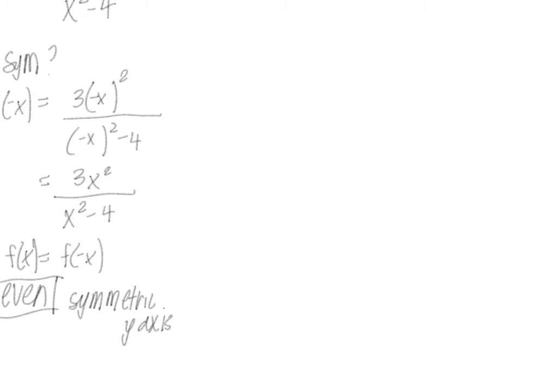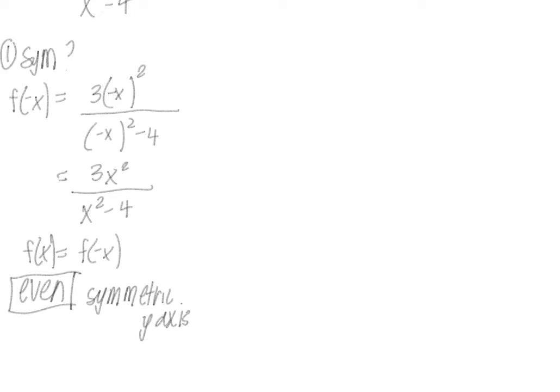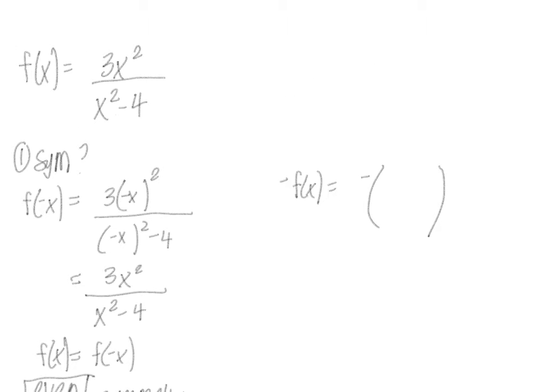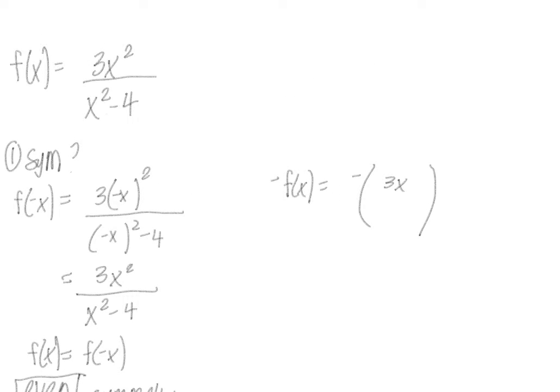Okay, I'm going to find out what negative f of x is, to see if it's an odd function. So what you want to do here is literally just write down what your f of x is and make it negative. And so that would be 3x squared over x squared minus 4. So that could be thought of as negative 3x squared over x squared minus 4, or it could be thought of as 3x squared over negative x squared plus 4.